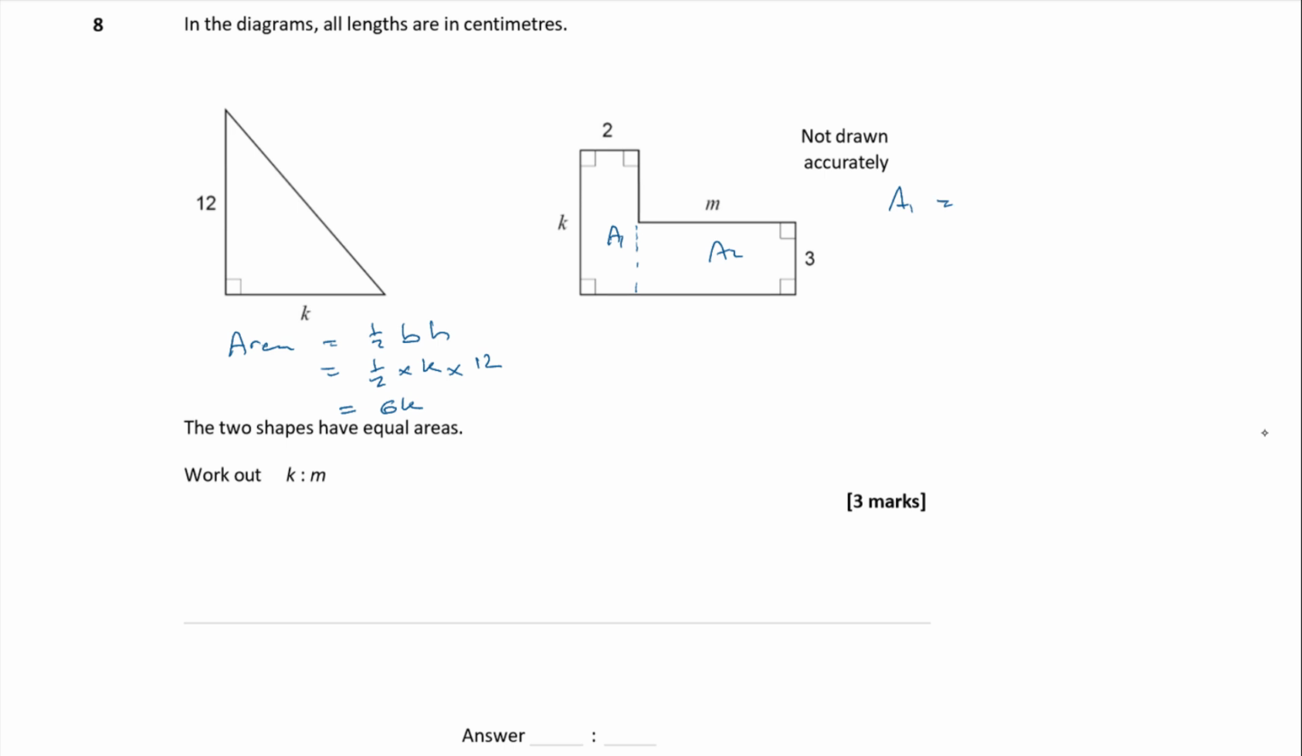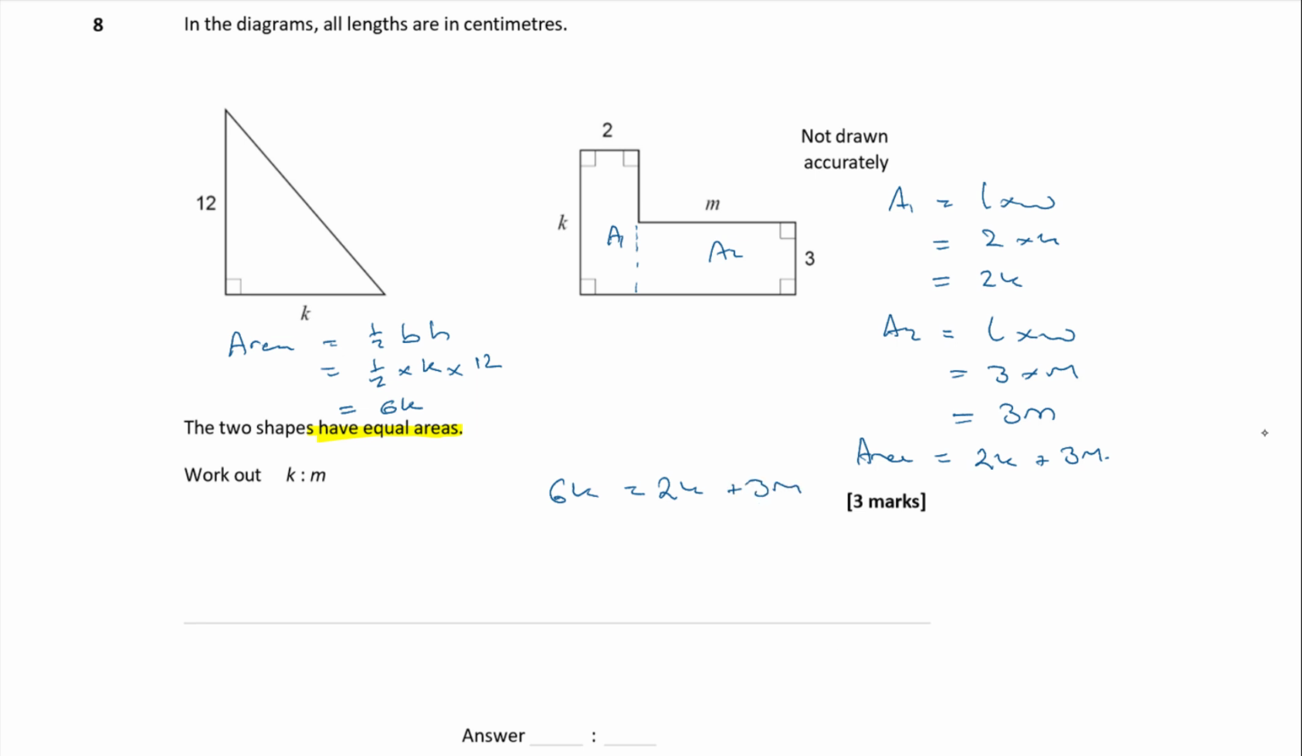Area 1 is a rectangle, so it's just length times width, which is 2 times k, which is 2k. And then area 2 is also a rectangle, so it's still length times width. That's going to be 3 times m, which is 3m. So the combined area is those two things added together, 2k plus 3m. We also know that the two shapes have equal areas, so we can equate those two things. We can say 6k is equal to 2k plus 3m.